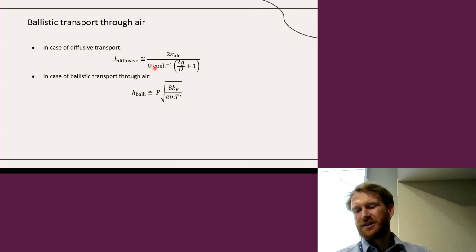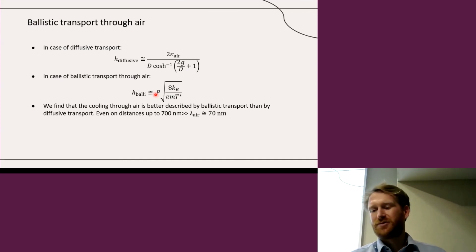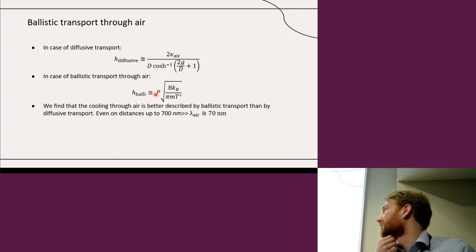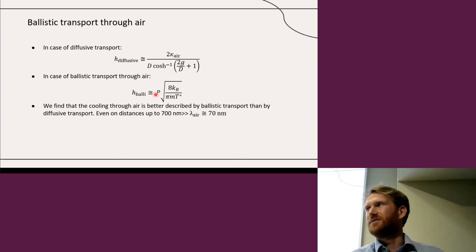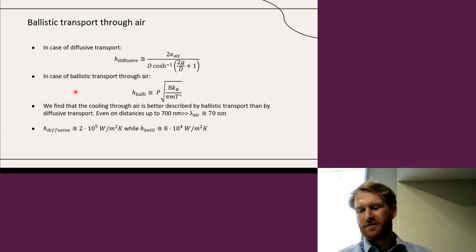So here, what you see is a diffusion parameter, whereas here it's proportional to the pressure, so the amount of air particles available. And when we look at the typical geometries that we're using here, we find that we are actually ballistic over distances up to 700 nanometers in air, even though the mean free path in air is only about 70 nanometers. And the reason for that is basically that because of this nanoscale system, because of this geometry, we are always limited by the number of air particles that are impinging on our surface, rather than the diffusion limit, the diffusion of these air molecules.